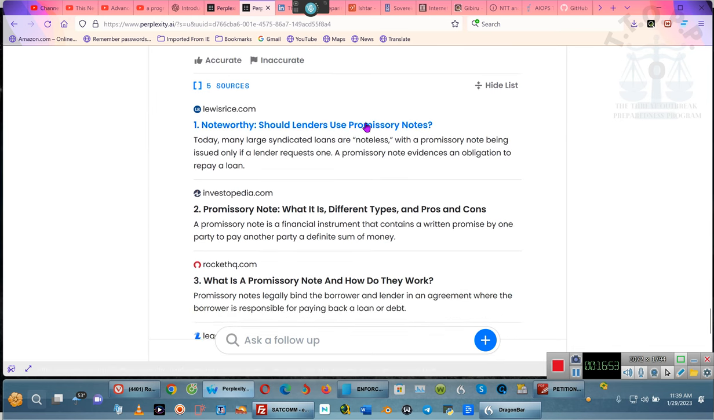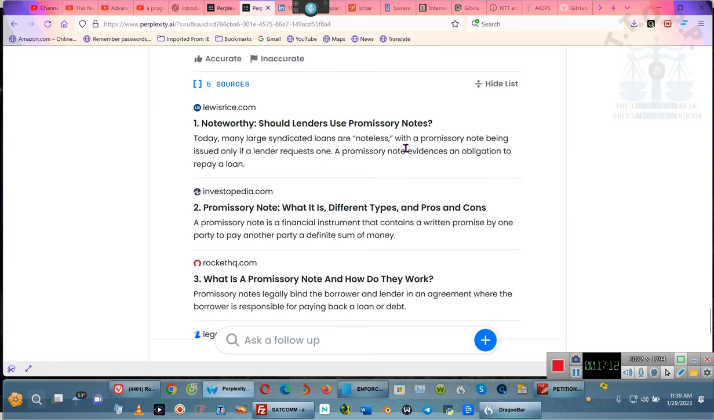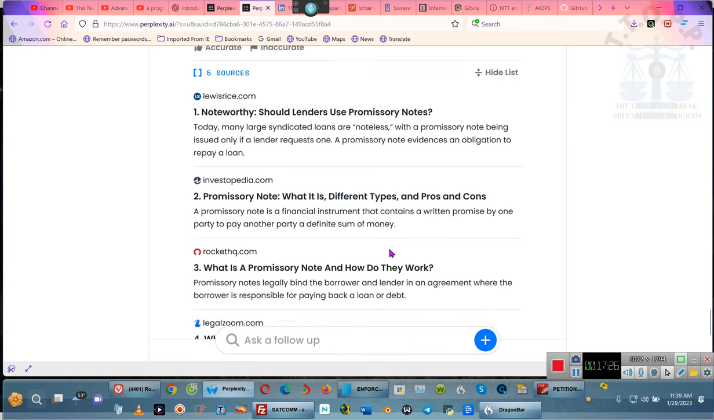Noteworthy, should lenders use promissory notes today? Many legally sophisticated loans are noteless, with a promissory note being issued only if a lender requests one. A promissory note evidences an obligation to repay a loan. Okay, promissory notes. What is it? Different types, pros and cons. A promissory note is a financial instrument that contains a written promise to pay, but it can never contain an order to pay.